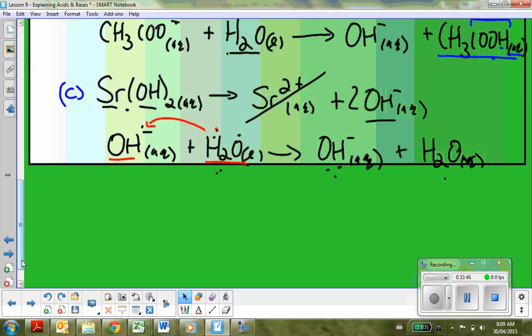Or they'll say it has a pH of 2. So you have to know that a pH of 2 is lower than 7, which would mean that it's an acid. So they'll give you the evidence, or they'll tell you if it's an acid or a base, and you're going to end up proving that.